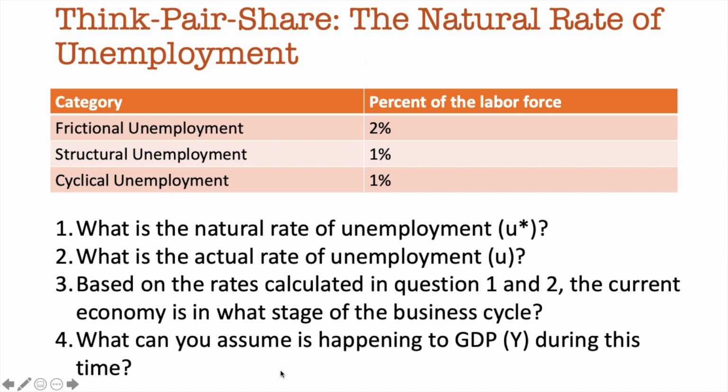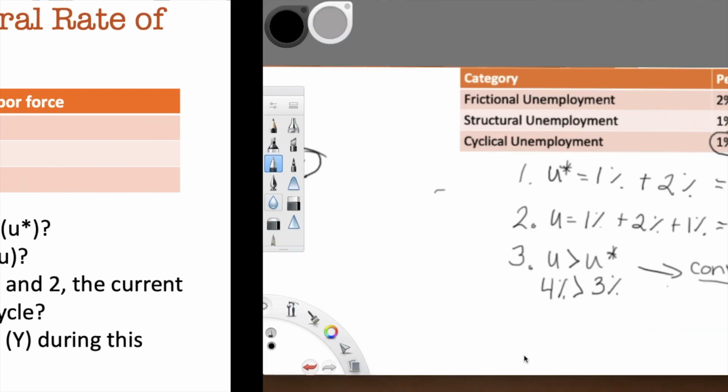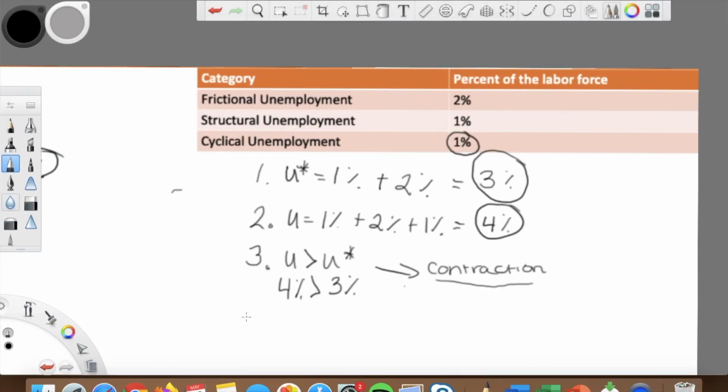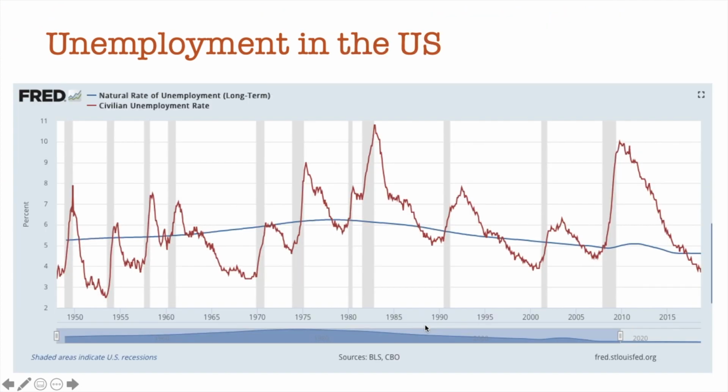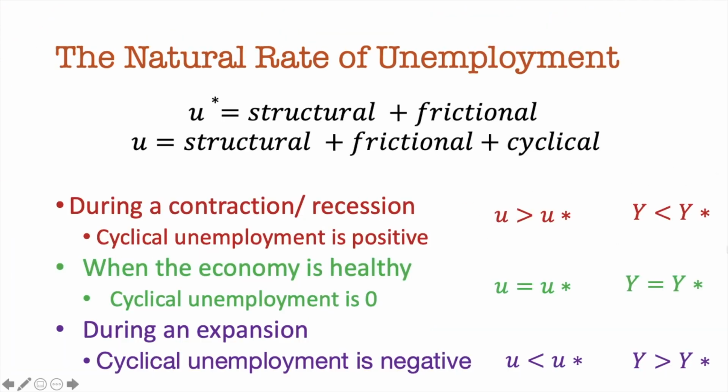All right, and the last question, question 4, is what can you assume is happening to GDP, why, during this time? So now we know unemployment is above the natural rate. We are in a contraction in our business cycle. That is going to mean that GDP is probably falling, right? It's being less productive, and more specifically, real GDP Y is going to be less than our potential GDP, our Y star. So that's the answer to question 4. And all of that can be found in this top row here, just using these little inequalities we talked about. So that's all I've got for unemployment.